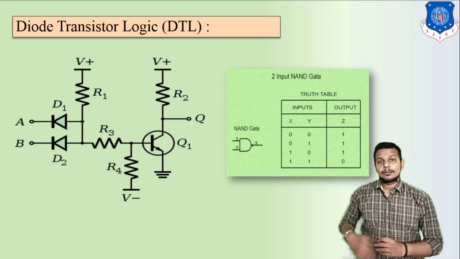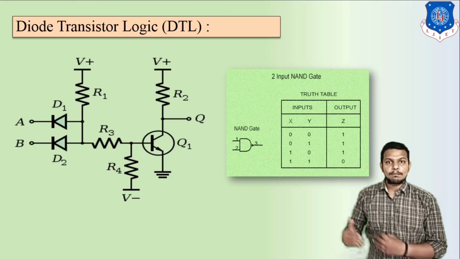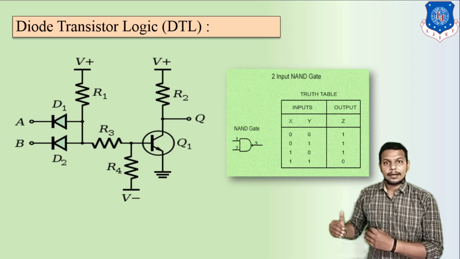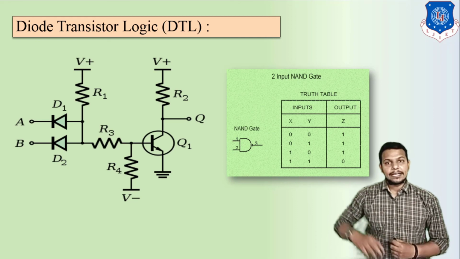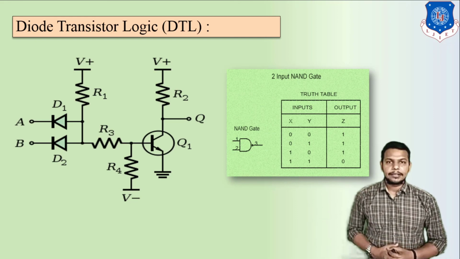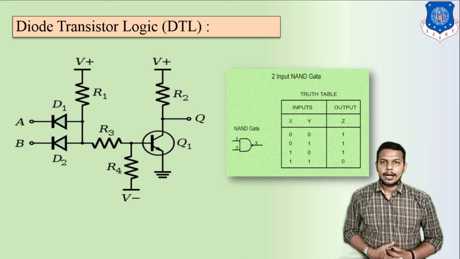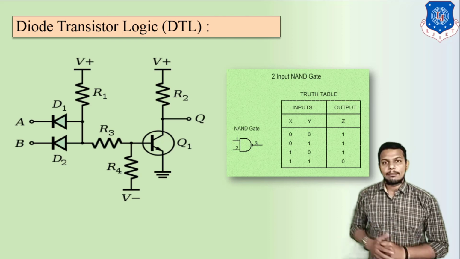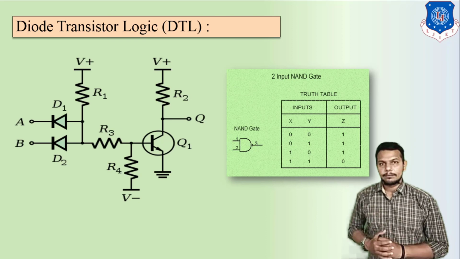There are many advantages of DTL. The noise margin is better than RTL. Its fan out is more than RTL. Its speed is high compared to RTL. That's why we mostly prefer DTL instead of RTL. So this is one of the logic families among RTL, DTL, TTL.